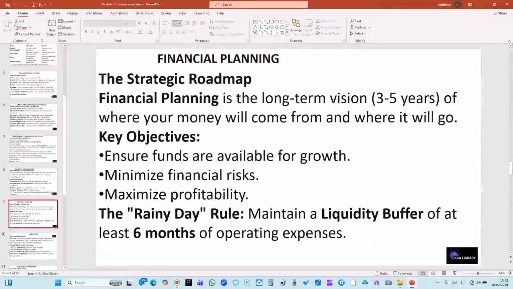Now let us look at financial planning. That is the strategic roadmap. Financial planning may be defined as the long-term vision, usually 3 to 5 years, of where your money will come from and where it will go.